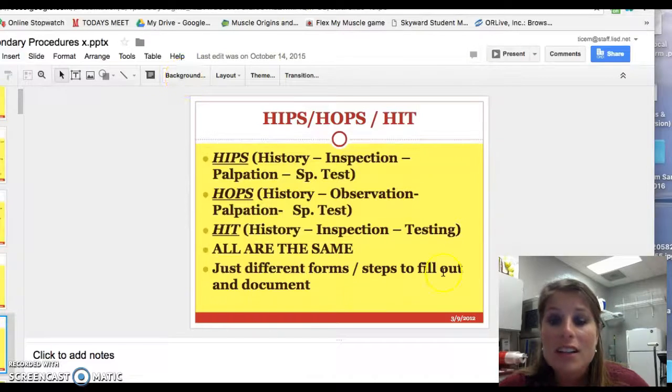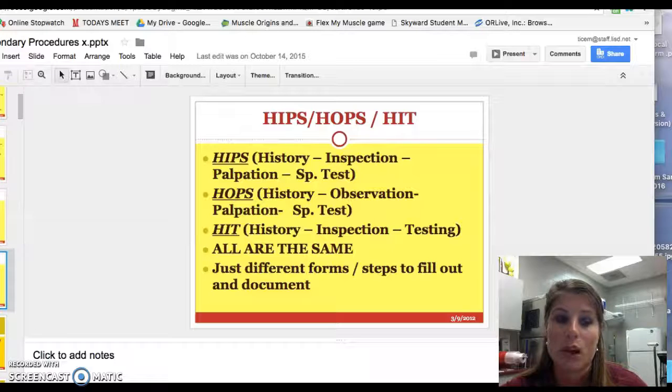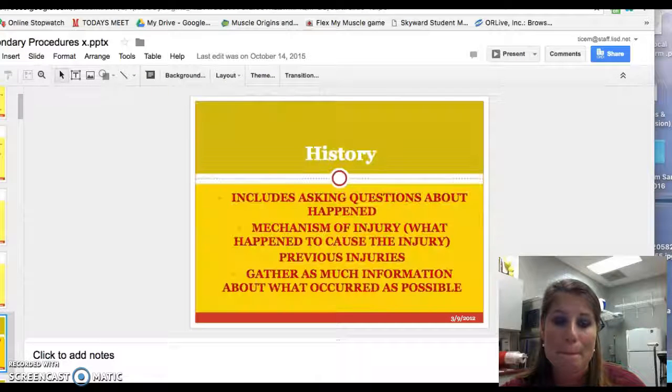All these are different forms, a format to help you figure out what is going on with your patient. We use these in athletic training, with injury evaluations. When you go to the doctor, they use a similar format. It's basically just going to be a guideline to help you figure out what is going on with your patient, to help you start evaluating.